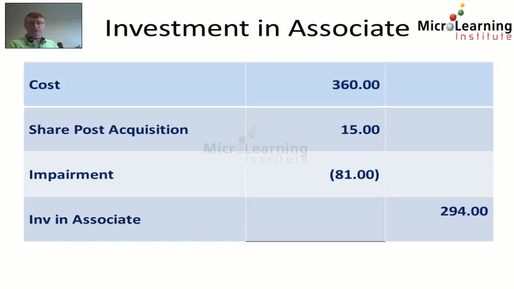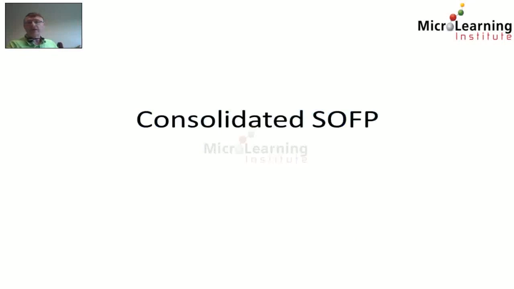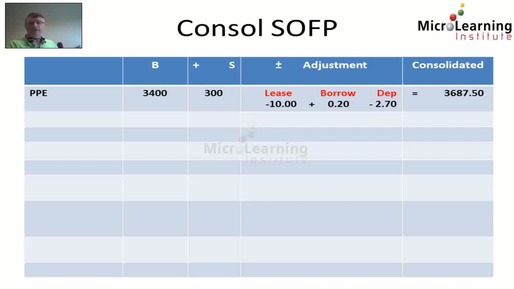Similarly, we could also have done this working in an alternative way, where we look at the cost of the associate, we look at the share of their post-acquisition profit, and we deduct any impairment, again giving us 294. So now, finally, we have all the adjustments that we need in order to prepare the consolidated statement of financial position. Firstly, let's look at property, plant and equipment. So again, we have property, plant and equipment of 3,400 and 300 respectively in the two group companies. However, we need to deduct the leased asset that he tells us about in note 1. We need to capitalize the borrowing costs, and we need to depreciate the property, plant and equipment of the complex assets. So our consolidated property, plant and equipment is 3687.5.